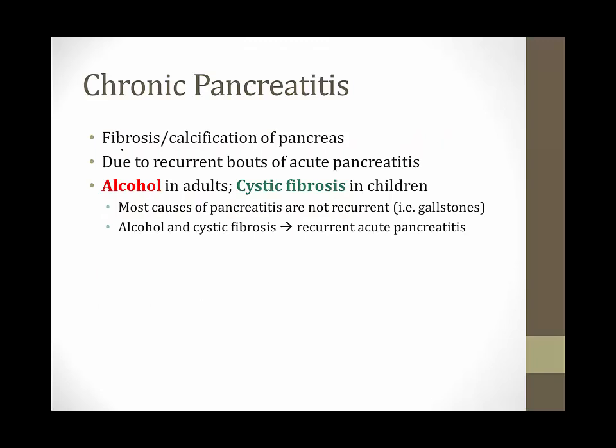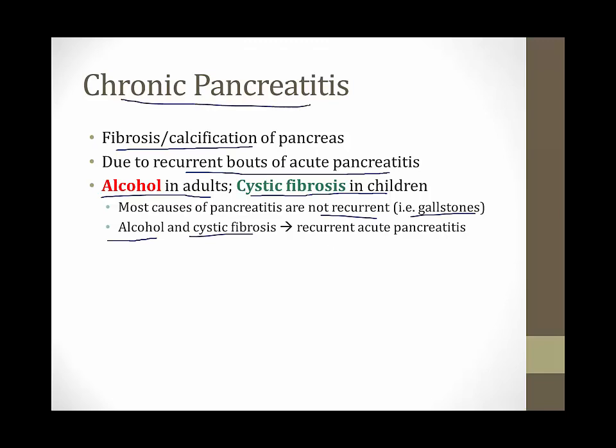Chronic pancreatitis is much less common than acute pancreatitis, and it occurs when fibrosis and calcification develop in the pancreas as a result of multiple recurrent bouts of acute pancreatitis. In adults, this is usually the result of alcohol consumption, and in children, this is usually from cystic fibrosis. Many causes of acute pancreatitis are not recurrent, like gallstones, but alcoholism in adults and cystic fibrosis in children are two causes of acute pancreatitis that recur, and therefore they tend to lead to chronic pancreatitis.